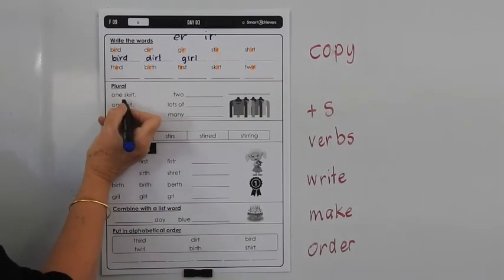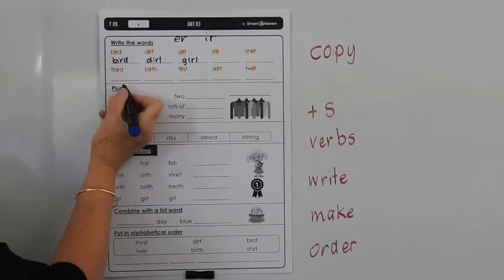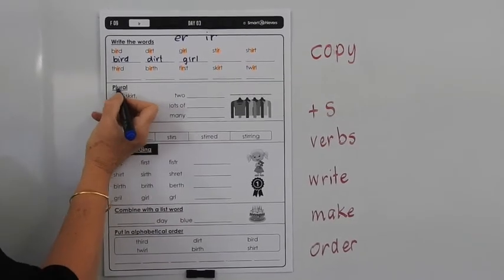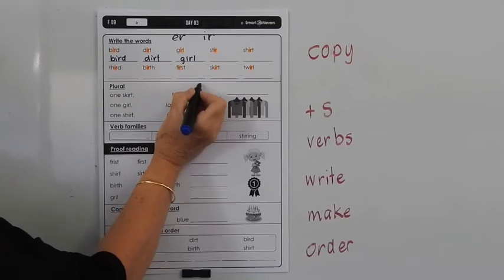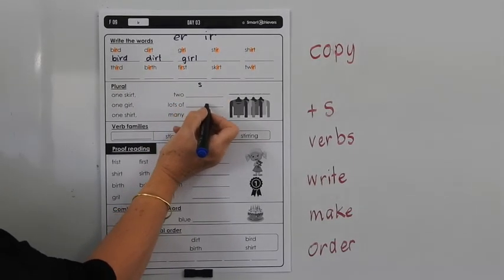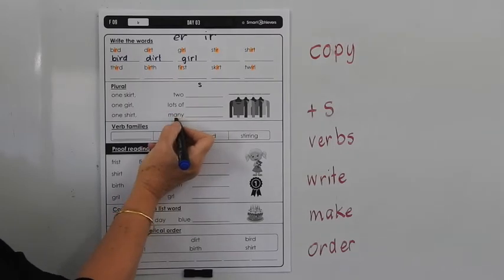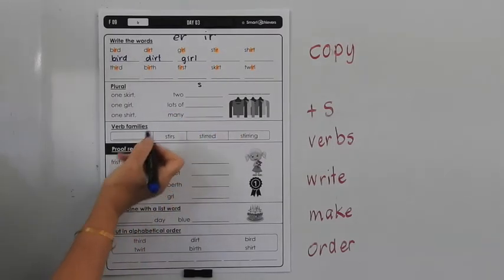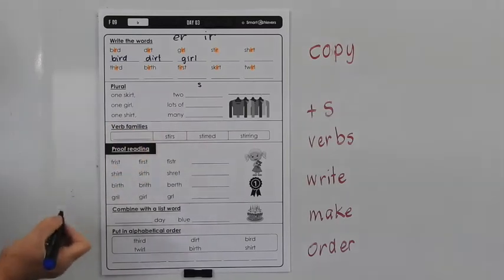Skirt, one skirt, one girl, one shirt. They're all singular. We need to make them into plurals, which means we're going to add an S to all of these. Two skirts, two girls, or lots of girls, many shirts. So you have to add an S to each of those base words.